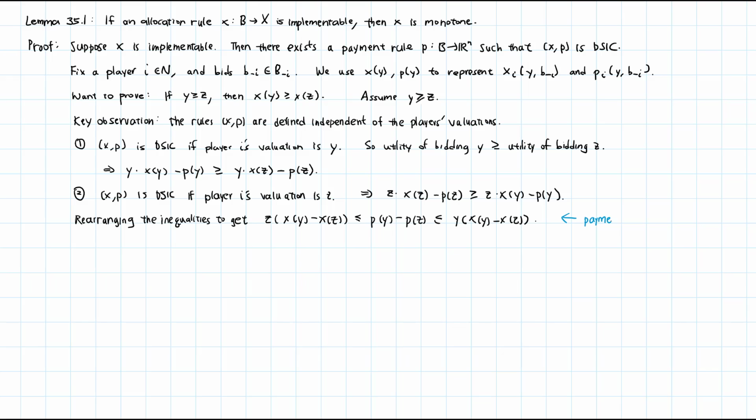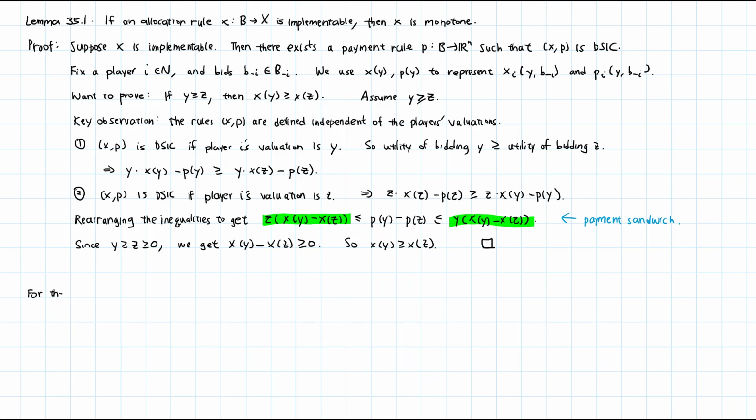This is called the payment sandwich, which holds for DSIC rules. We will use this again very soon. Now, if we look at the two ends of the sandwich, we have z times something is at most y times the same thing. But since y is at least z, which is at least 0, we get that this something, x of y minus x of z, must be at least 0. So, x of y is at least x of z, and that completes our proof that x is monotone.